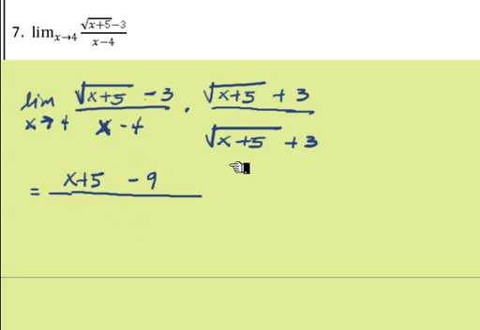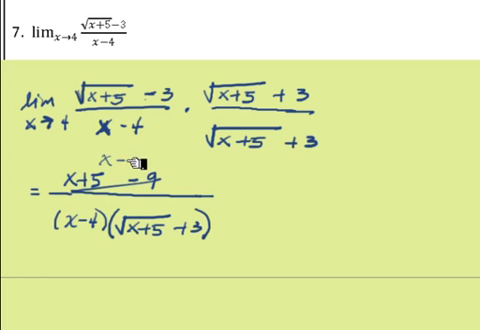In the denominator, let's not FOIL this. Let's just write x minus 4 times square root x plus 5 plus 3. We don't want to FOIL it out because we want to cancel x minus 4, so keep it as x minus 4. Now notice in the numerator we have x plus 5 minus 9. That is equal to x minus 4. So that's what we were hoping for. We were hoping that this manipulation would give us an x minus 4 in the numerator.